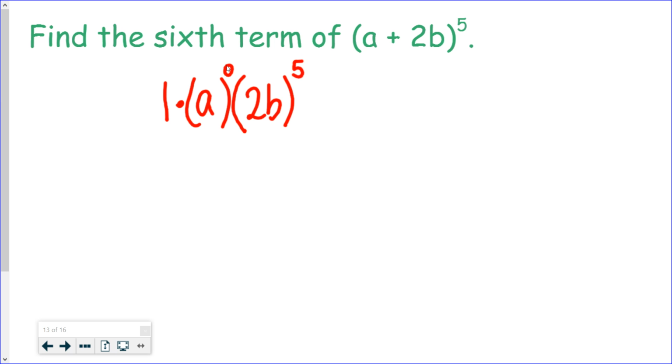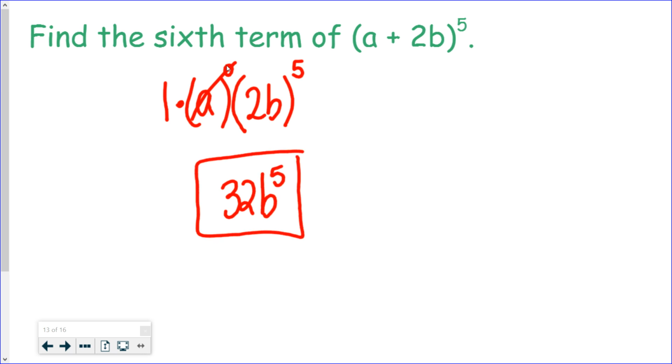All right? And then a to the 0 power would be 1. So this is just 2 to the 5th, which is 32, times b to the 5th. And this would be the sixth term of the expansion of this binomial.